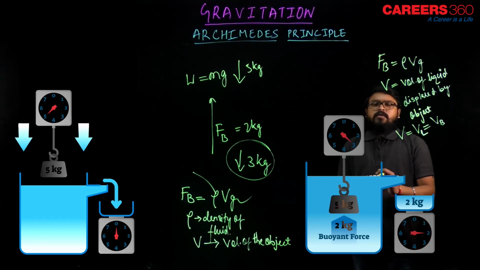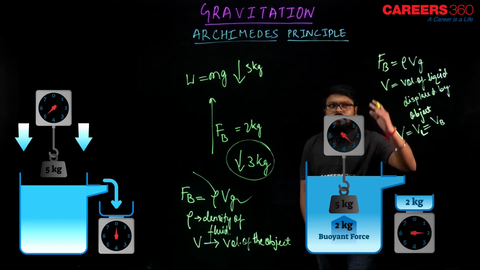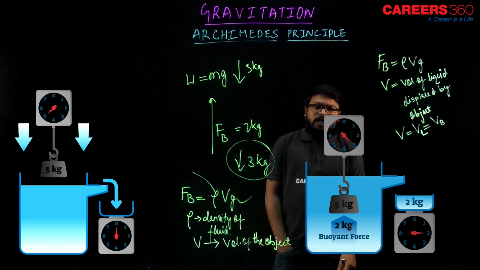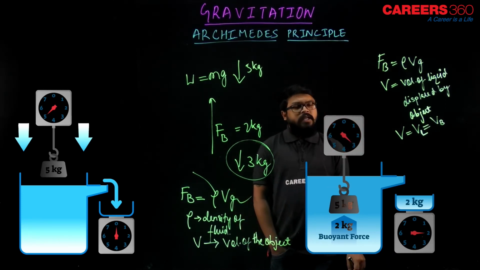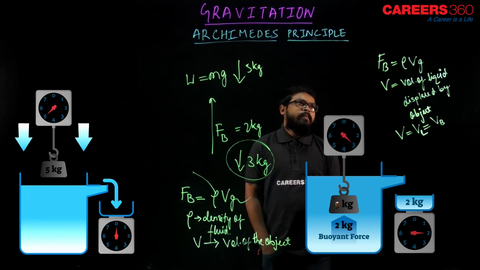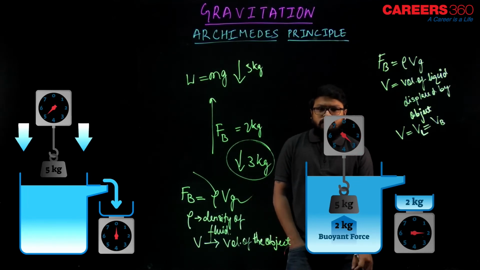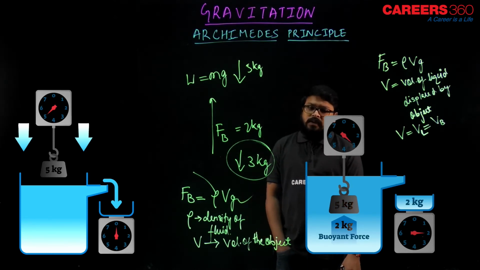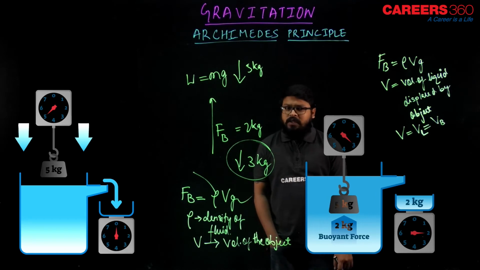So force of buoyancy is given by rho Vg, where rho is the density of the fluid in which the object is immersed, fully or partially, V is the volume of the object or the volume of the fluid displaced by the object, and g is acceleration due to gravity. I hope that is clear to you.